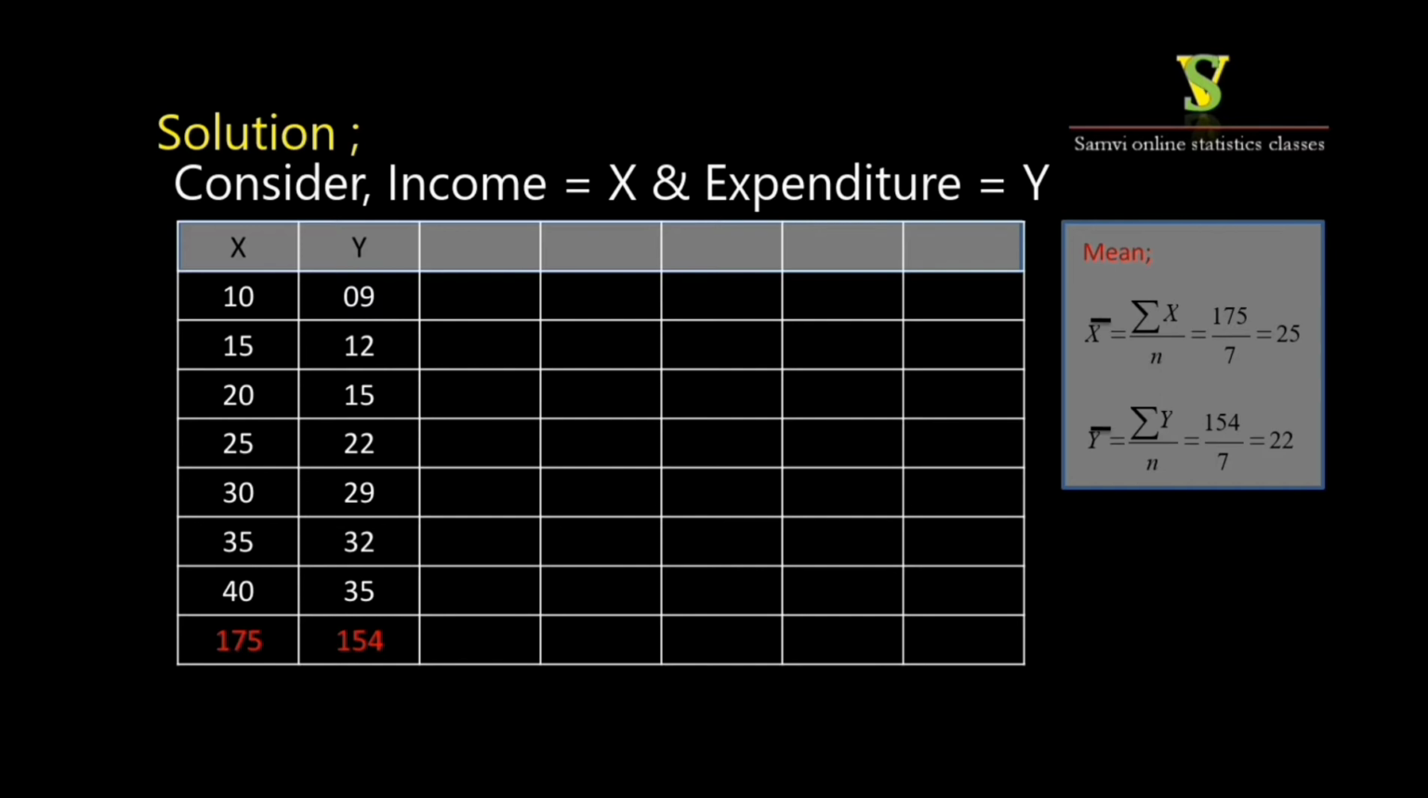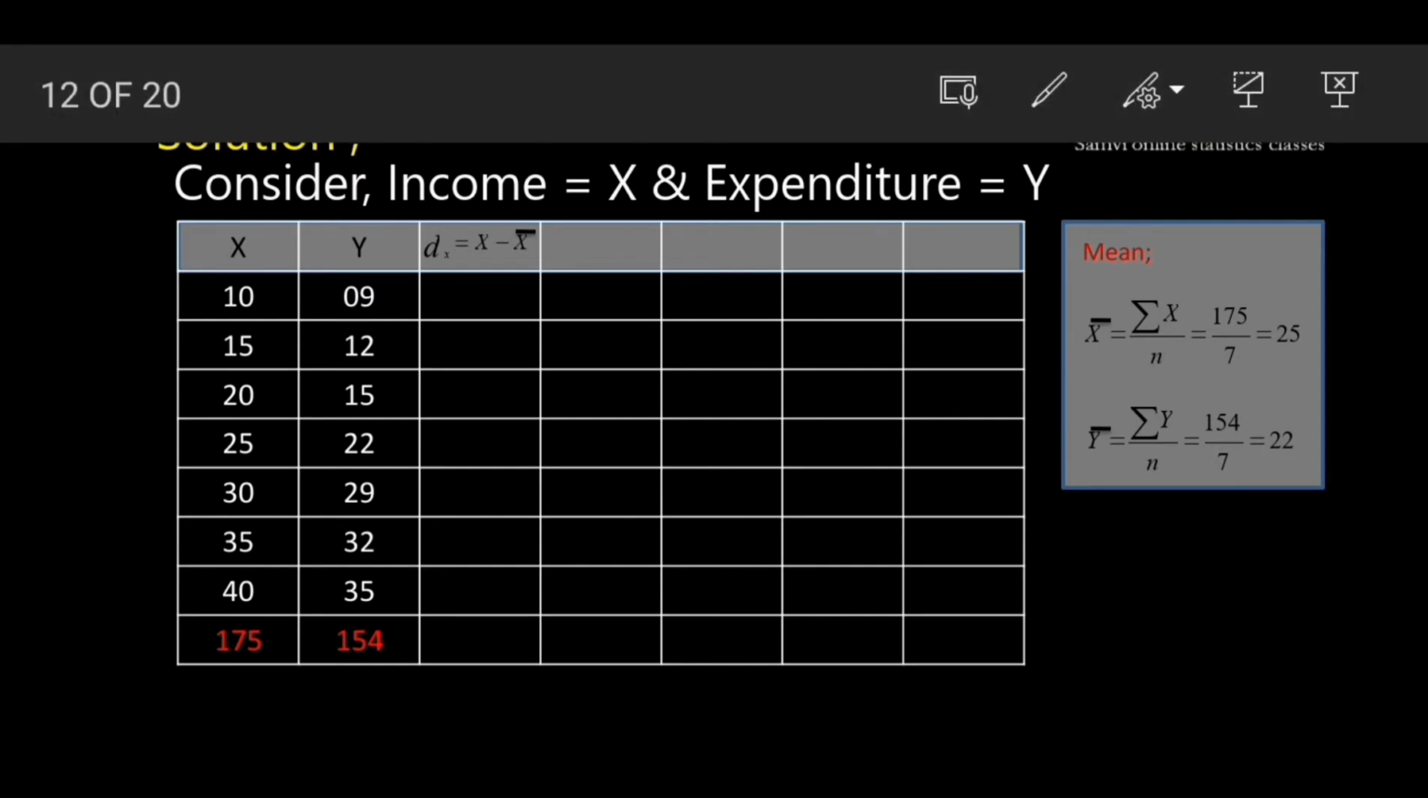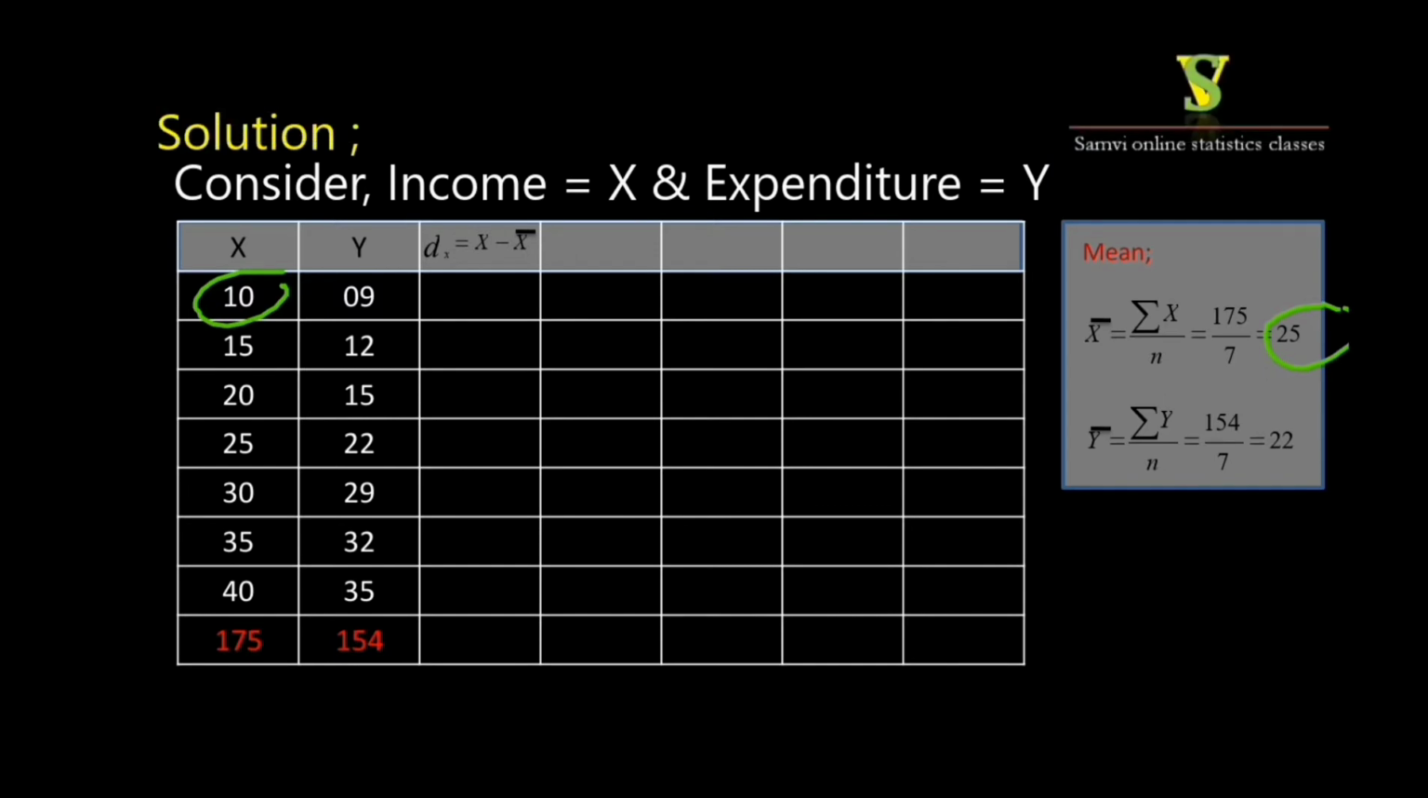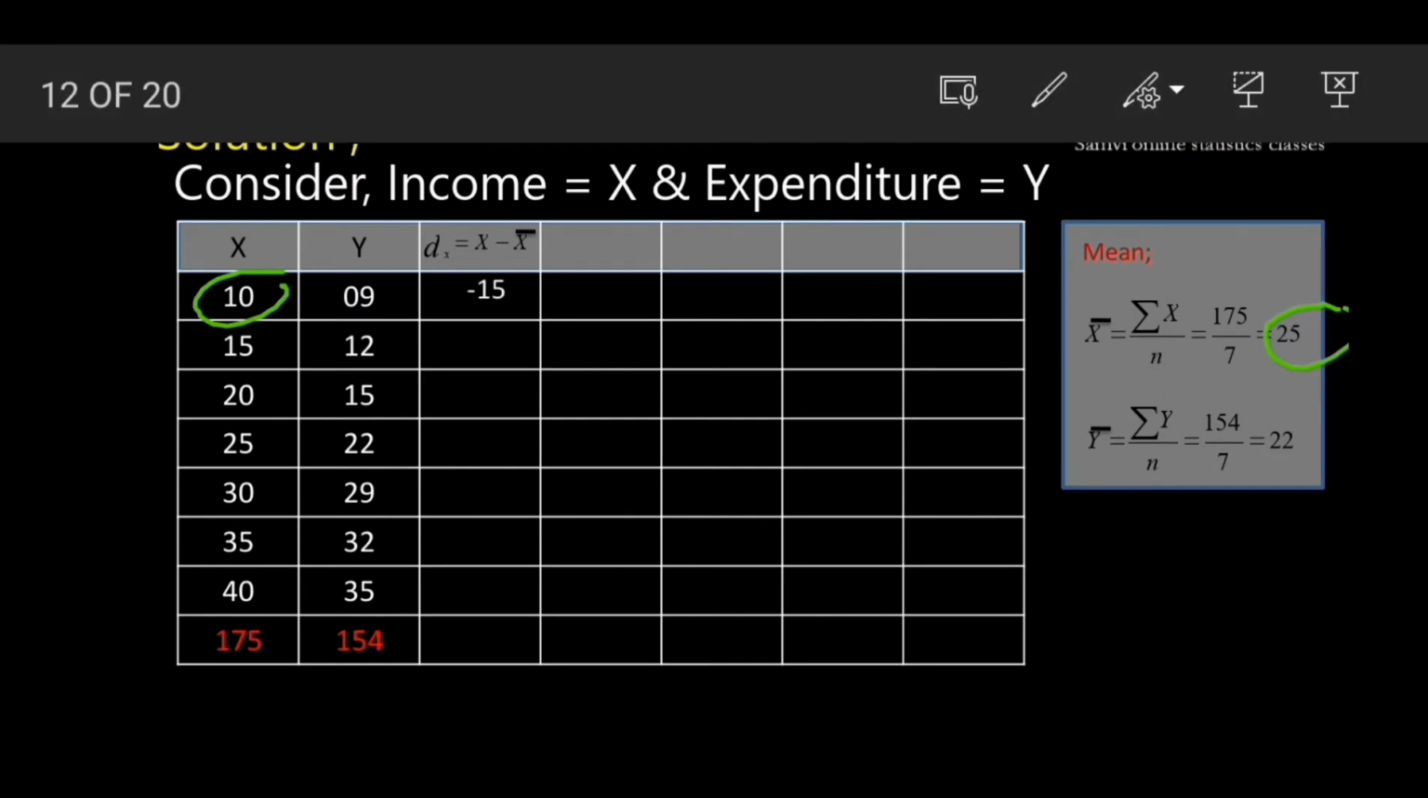After this you have to find out what is dx and dy. So now we have to find out what is dx. So dx is nothing but x minus x bar. So x bar we already calculated, this is 25. Now you have to find out what is x minus x bar. Here x is 10 and x bar is 25. So 10 minus 25 will get here minus 15. Understood? So similarly, next is 15 minus 25 will get here minus 10.